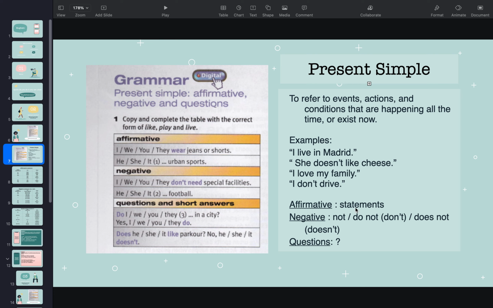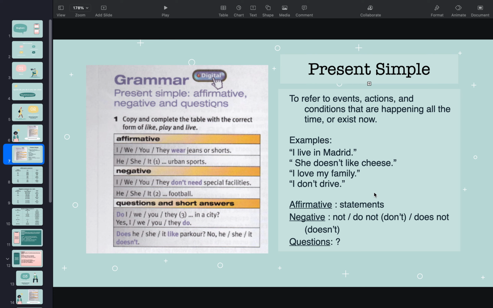But dia cuma bagi tahu kita apa yang ada kat situ ataupun apa yang berlaku pada waktu itu. Dia tak ada cakap tak. Dia tak ada tanya soalan. Affirmative ialah statements. Pernyataan. Okay? It tells you what happened during that time. For example, I live in Madrid. She doesn't like cheese. Dia bagi tahu je apa yang berlaku.